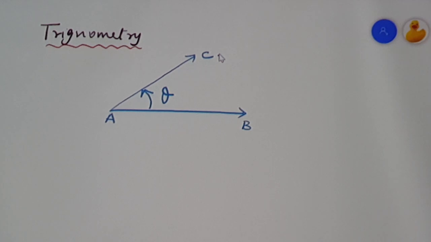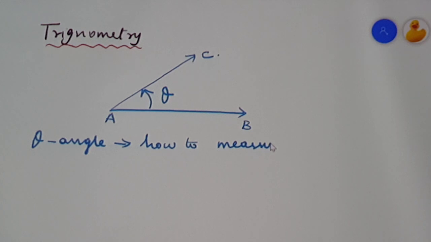First of all, what I am going to state from this? First of all, I am going to measure this angle theta. So theta, I am considering it as the angle that is subtended in between two lines AB and AC in this figure. So this angle theta, how to measure this?